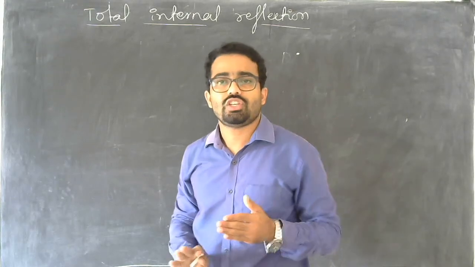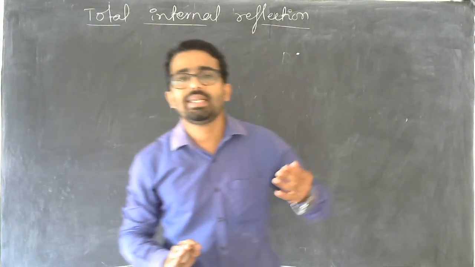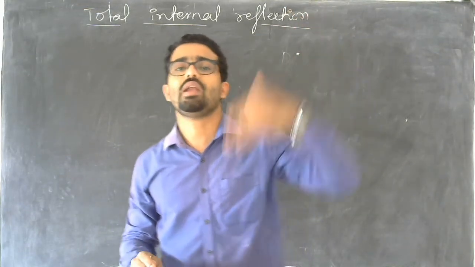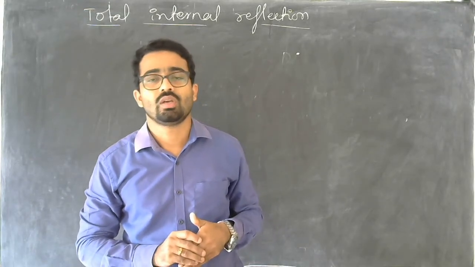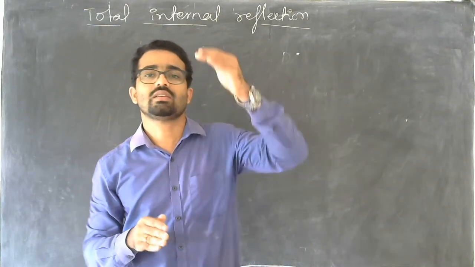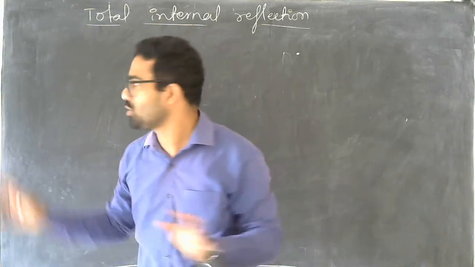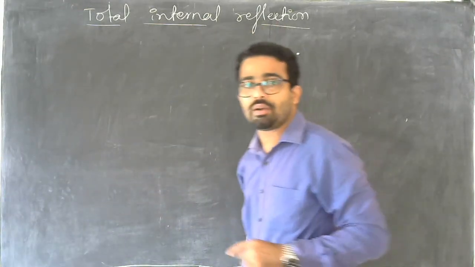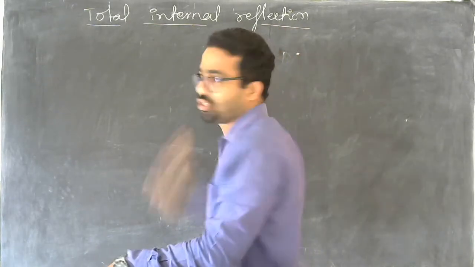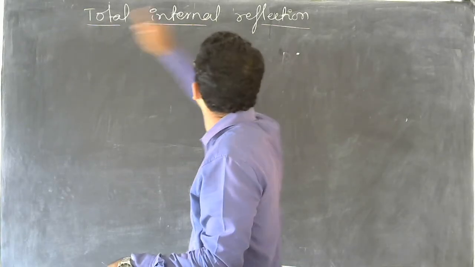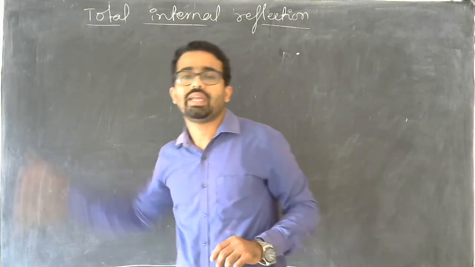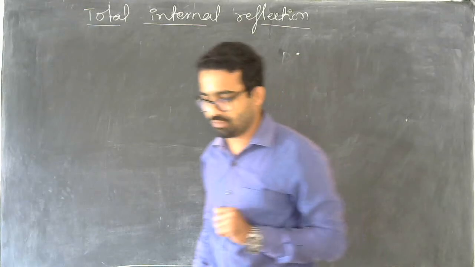In the previous session, we saw that when a ray of light is incident from rarer to denser, part of the light reflects and part of the light refracts. In that case, the incident light splits into a reflected and a refracted light. But in this phenomenon, only one phenomenon of light occurs, which is reflection. That is why it is known as total reflection, and it occurs internally. So it is known as total internal reflection.